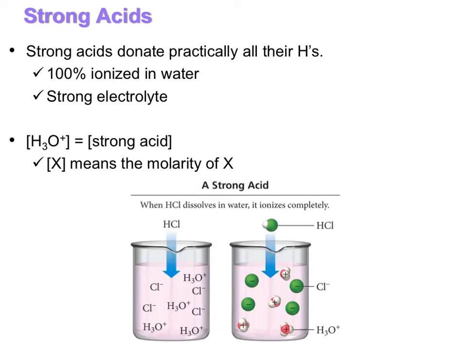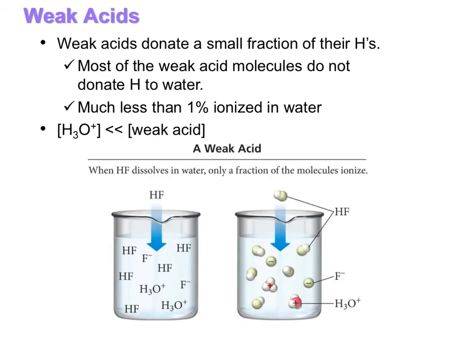And just to show you visually how this looks, strong acids donate all of their H's, meaning it completely splits up. So when you dissolve HCl into water and make it an acid, it completely splits up into the protons and the chloride ions. So it's 100% ionized in water. It's a strong electrolyte.